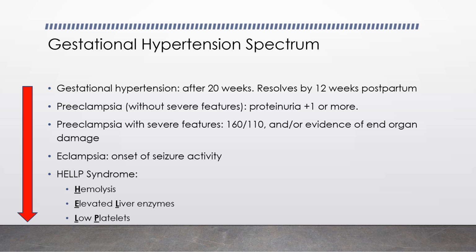The last stop on this gestational hypertension spectrum is HELLP syndrome. And HELLP is an abbreviation for hemolysis, elevated liver enzymes, and low platelets. So a woman may or may not have high blood pressure with HELLP syndrome, but has that hemolysis, elevated liver enzymes, and low platelets.